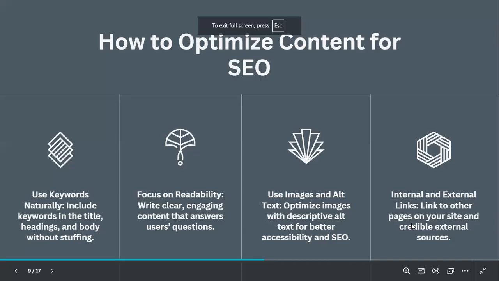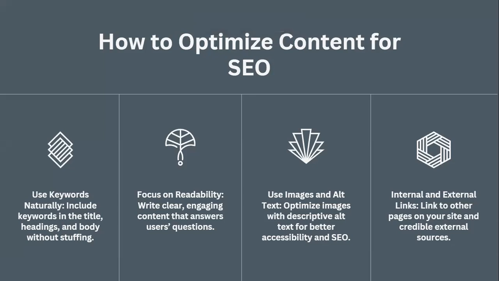So, how to optimize content for SEO. Use keywords naturally. Make sure that when you are using the keyword, you use it naturally on the site, so you avoid what we call stuffing. They say use keywords, and you now start putting keywords that don't even flow with your content. Google will recognize that and penalize you. So make sure it naturally flows with your content. Then focus on readability. Make sure you write clear, engaging content that answers users' questions. Then use images and alt text. Optimize images with descriptive alt text for better accessibility and SEO.